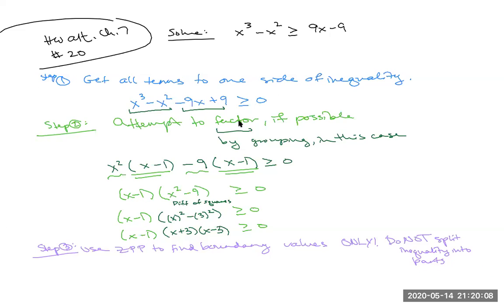Okay, so what we find here is that if we change that inequality sign to an equal sign, and we use ZPP, we would get x equals 1, or x equals negative 3, or x equals positive 3. So our boundary values that we're going to put on our number line clearly marked will be negative 3, 1, and 3 for x.